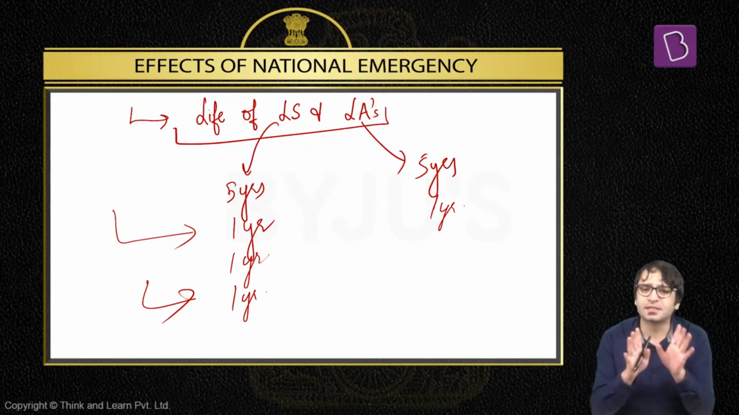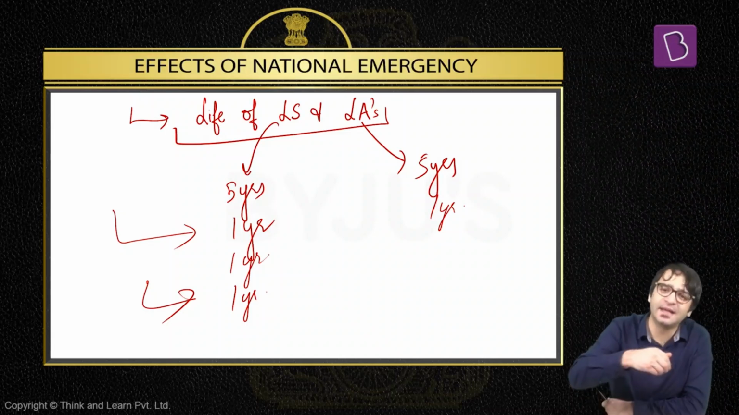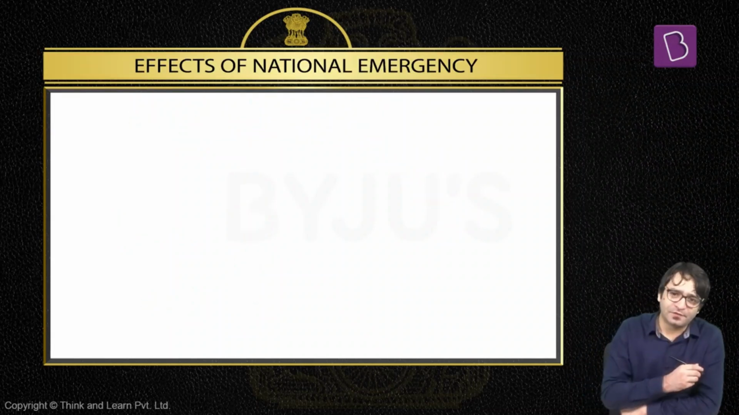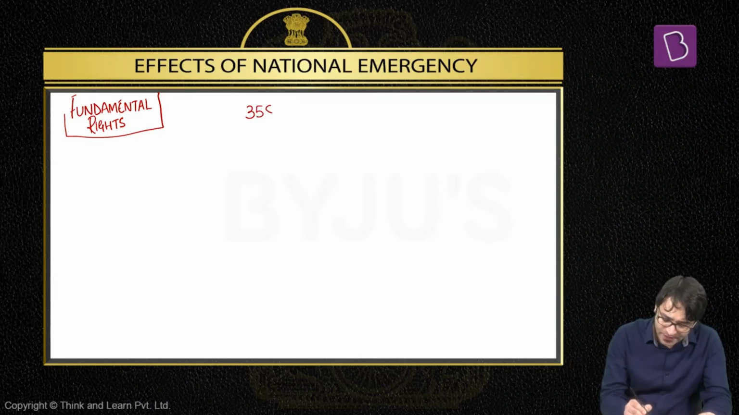That means please remember this carefully. During national emergency, Lok Sabha is not dissolved. Legislative assemblies are not dissolved. They continue. In fact, their life is extended 1 year at a time. But the biggest impact of national emergency is on fundamental rights. And there are two articles of the Constitution which define the effect on fundamental rights. One is Article 358 of the Constitution, and the other is Article 359 of the Constitution.